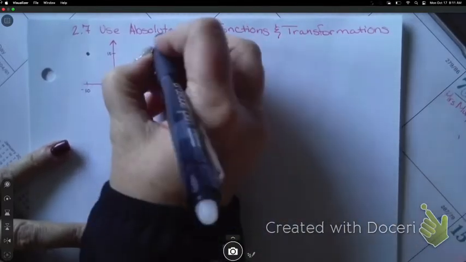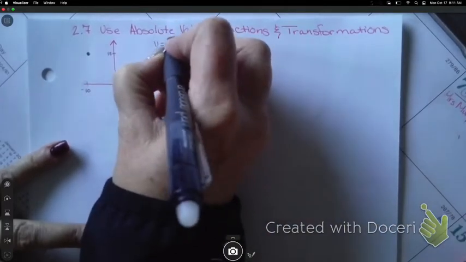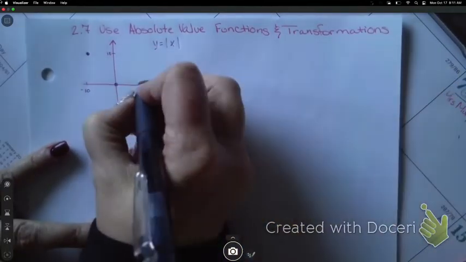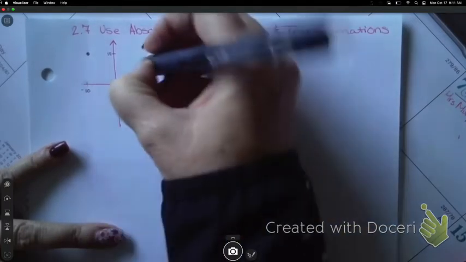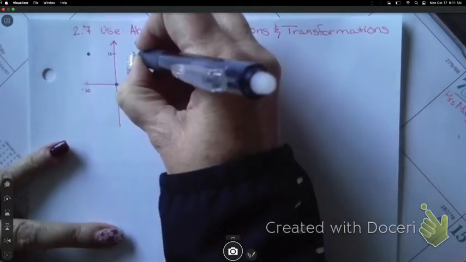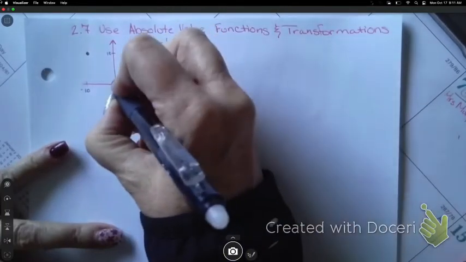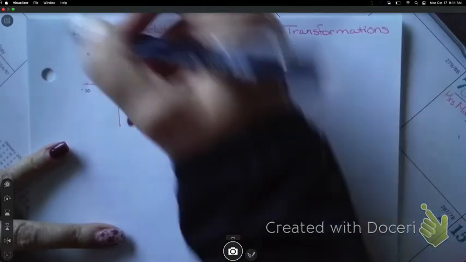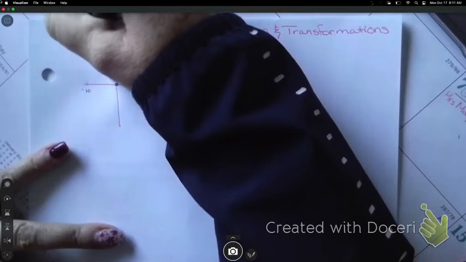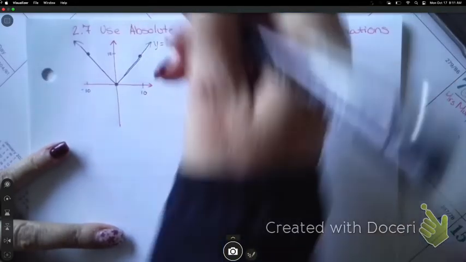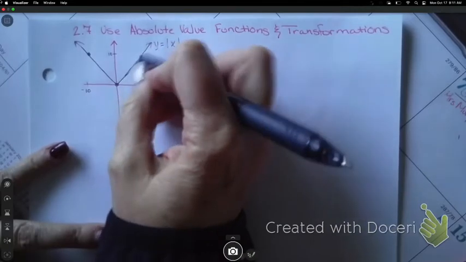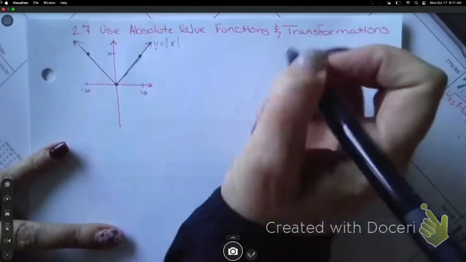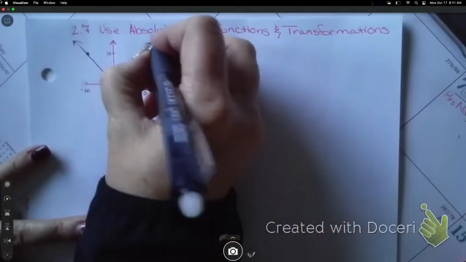Because if I plugged in -10 into the absolute value of x, I would get positive 10, yes? Okay, what happens if I plug in positive 10? I would still get a positive 10. Well, if it has to go through all three of these points, you would make a... Now, these lines are straight. They are not curved. They are not a parabola. They are straight lines. Okay, so that's an absolute value function.